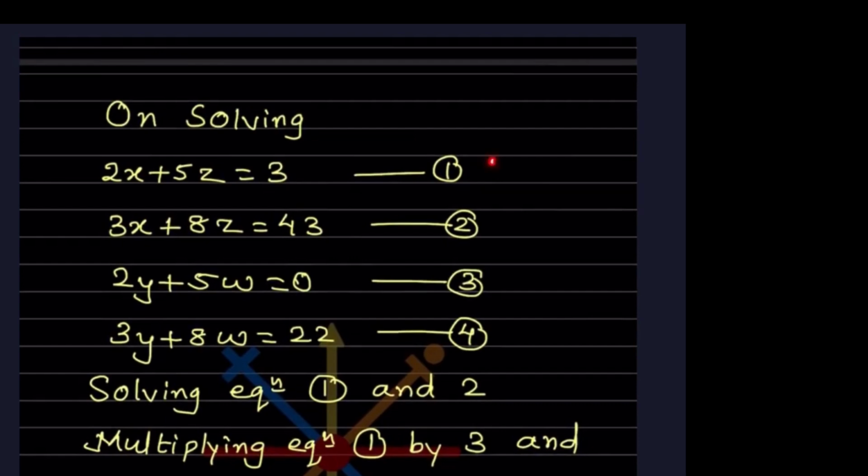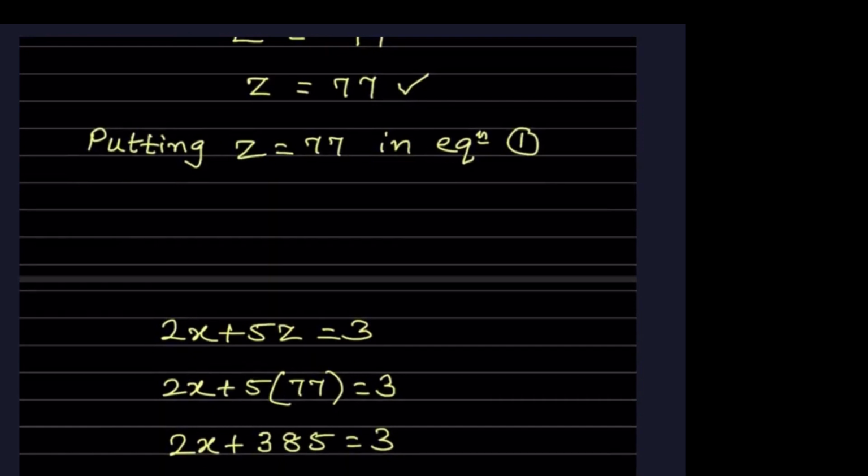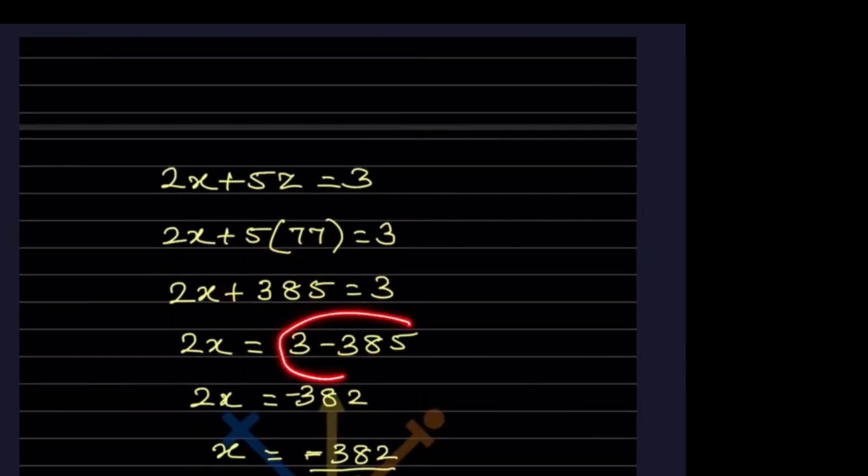Now if you put z equal to 77 in equation number 1, we will get the x value. So in place of z we are putting 77. When you multiply this, with the rest all the same, you get 385. You put this on the other side, you get minus 385. When you solve this, minus 385 plus 3 means you get minus 382.